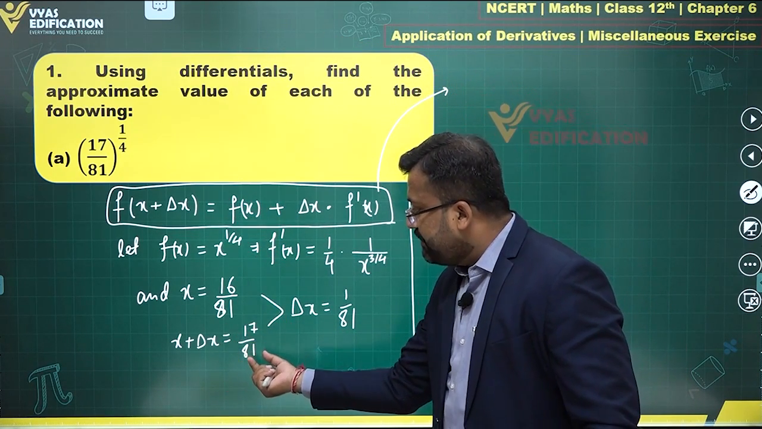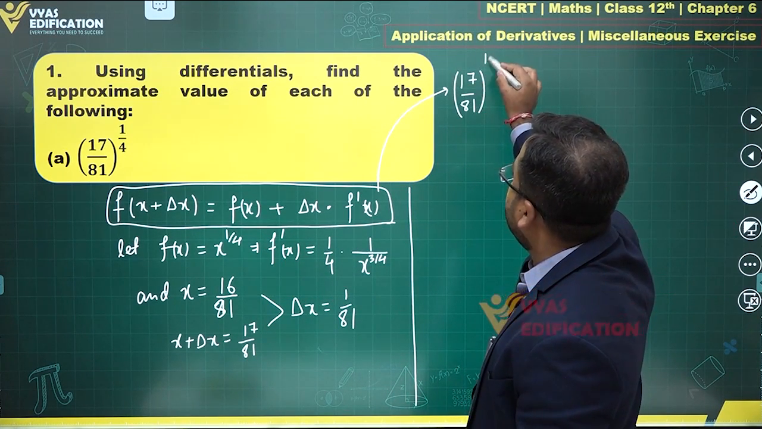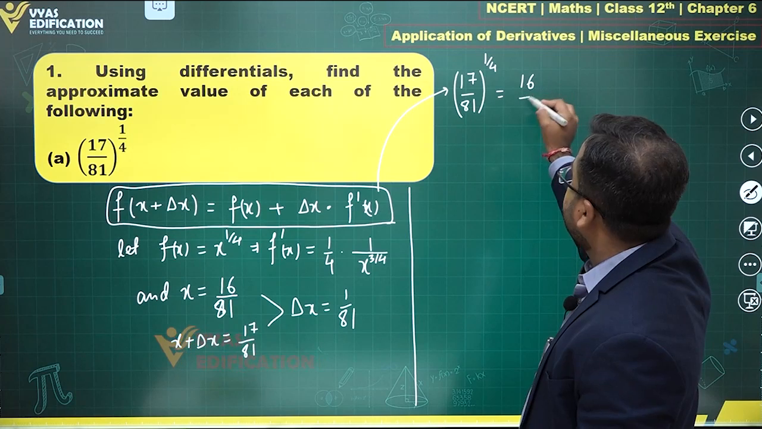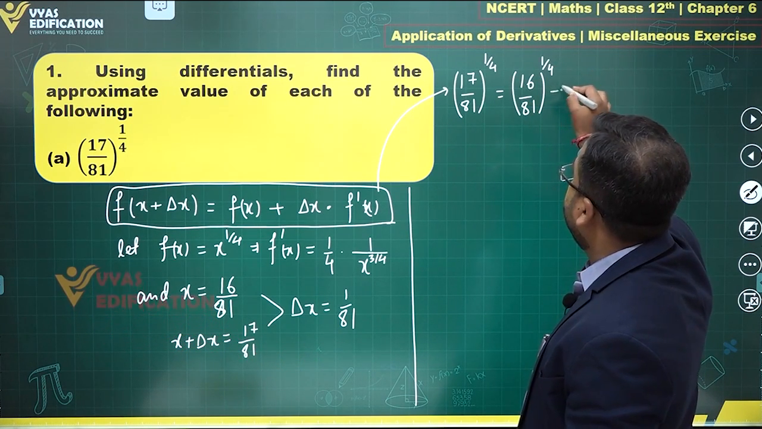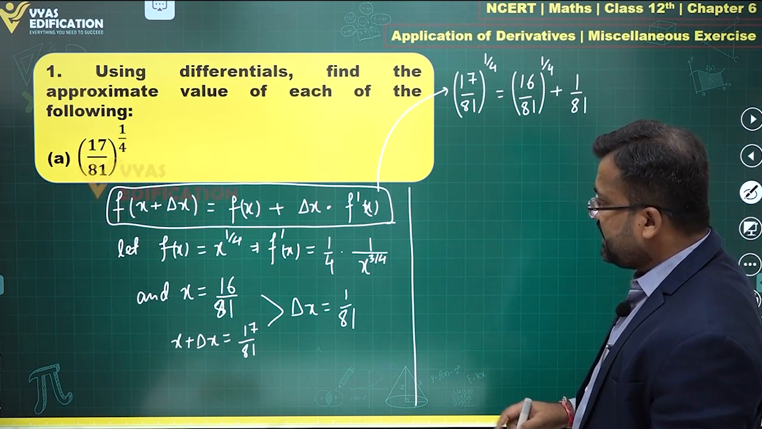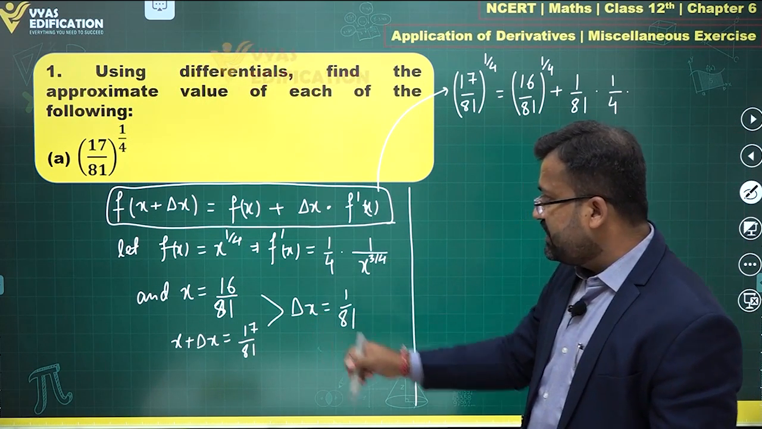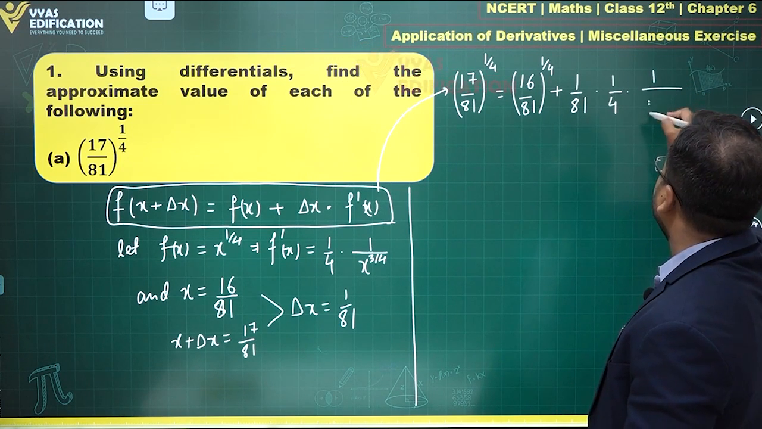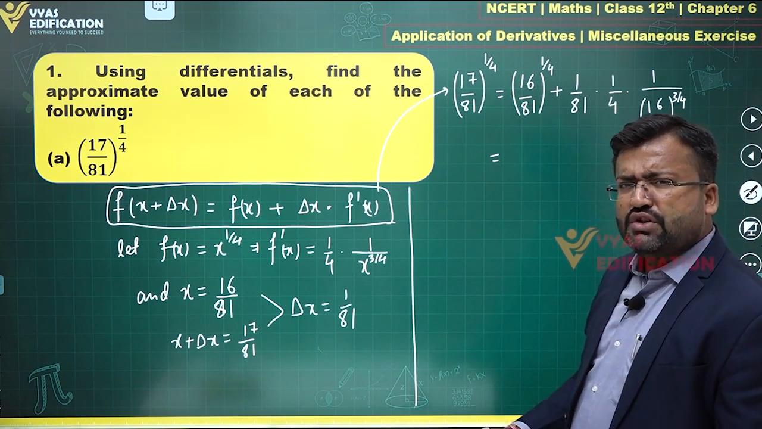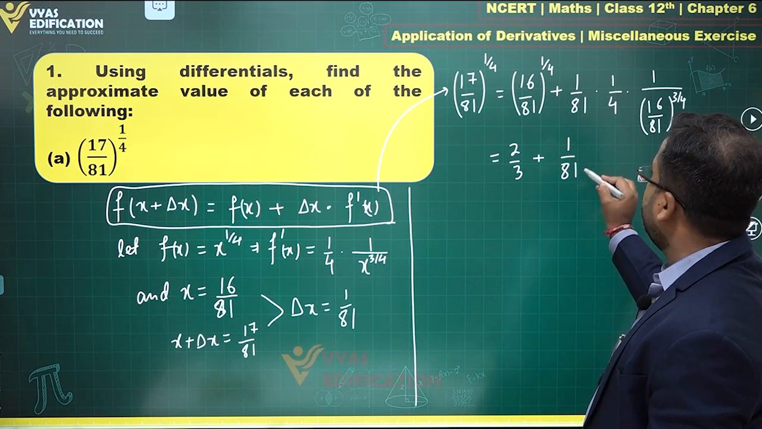Using this formula, let's substitute the values that we have written and see where that takes us. f of x plus delta x, which is f of 17 by 81 power 1 by 4, is approximately equal to f of x, which is 16 upon 81 power 1 by 4, plus delta x, which is 1 upon 81, times f prime x, which is 1 by 4 times 1 upon x power 3 by 4, that is 16 upon 81 power 3 by 4. Now this 16 upon 81 power 1 by 4 is pretty simple. 2 power 4, 3 power 4, this becomes 2 by 3, plus 1 upon 81 times 1 upon 4.